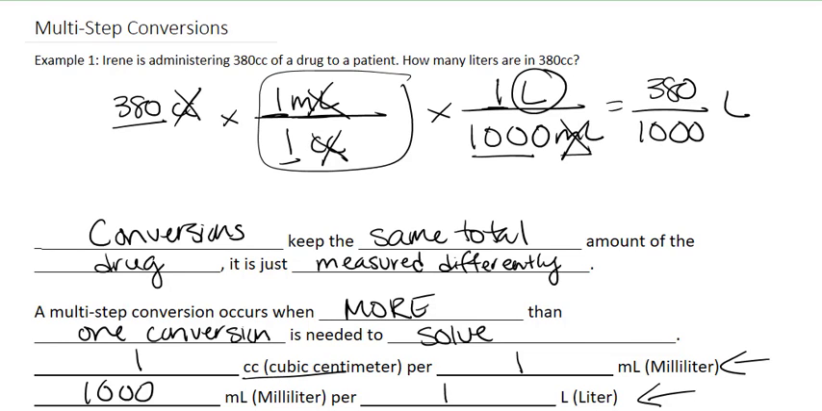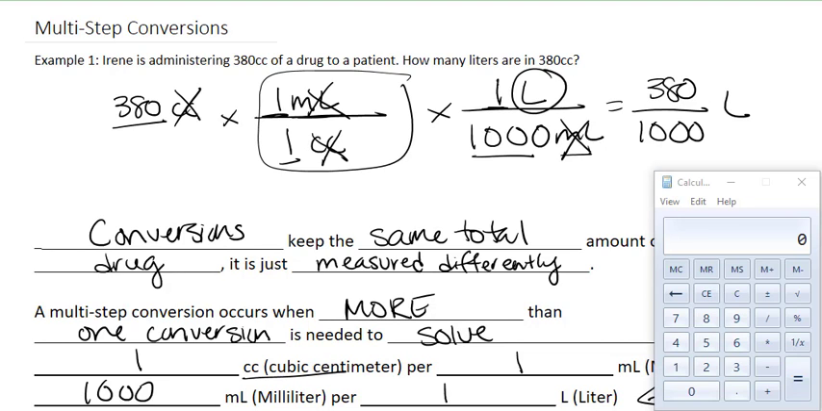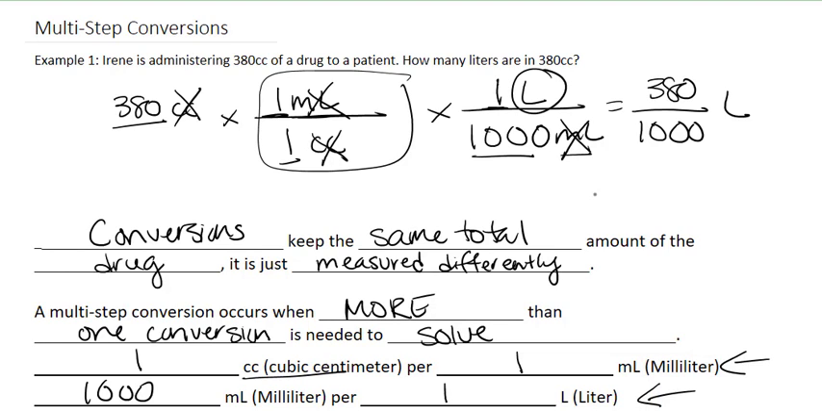And this is liters. So the next step would be to get our calculator out. So we would take 380 divided by 1,000, which is equal to 0.38. So we would write 0.38 L, which stands for liters. So the amount of liters that are in 380 cc is 0.38 liters. So let's look at another example.